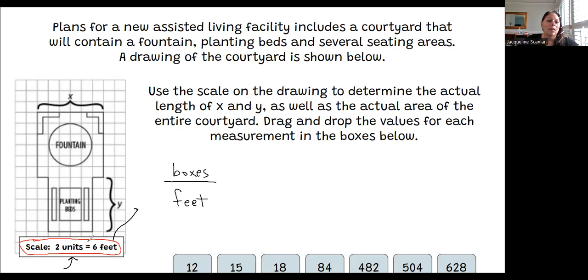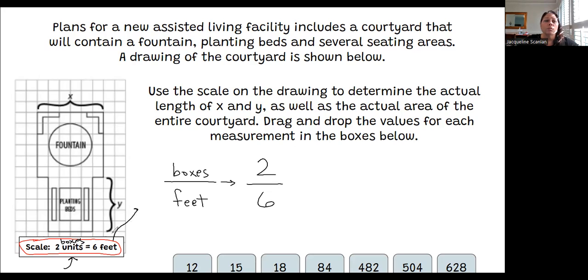All right, so it says for every 2 units or 2 boxes on this particular picture, it represents 6 feet in real life. Okay, so I'm going to just go ahead and create that fraction using those numbers instead of these labels. So instead of the word boxes, I'm going to use 2, and instead of the word feet, I'm going to use 6. All right, so I just took the scale and wrote it as a fraction.